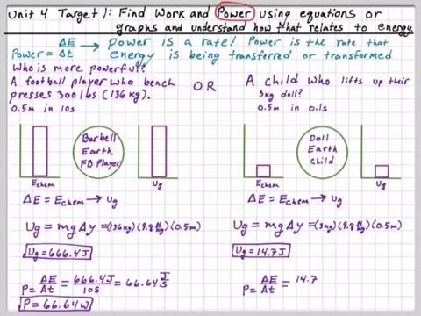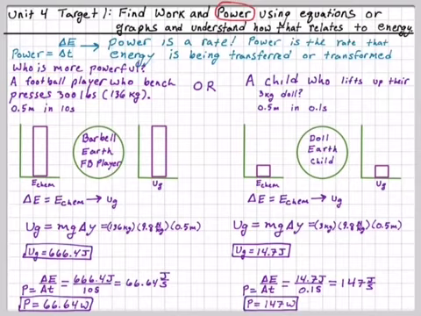The child, on the other hand, transforms the 14.7 joules of energy in 0.1 seconds, which is 147 joules per second. So each second, that child would be transforming 147 joules, whereas the football player each second would be transforming 66.64 joules. And surprise, as you may have guessed, I set this problem up so that we actually discover that the child is more powerful than the football player.